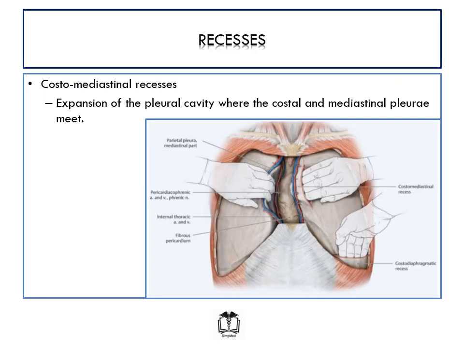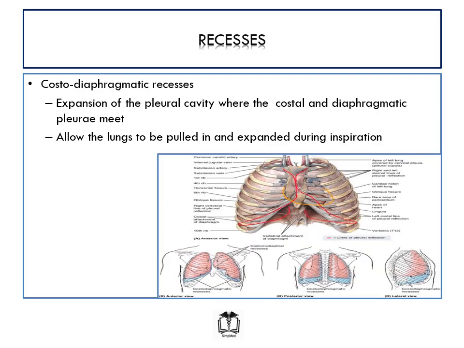The very first recess is the costal mediastinal recess. This is an expansion of the pleural cavity at the point where the costal and mediastinal pleura tend to meet, and that's depicted in the image here. Then we have the costal diaphragmatic recess. The costal diaphragmatic recess serves as an expansion point of the pleural cavity at the junction where the costal and diaphragmatic pleura tend to meet.